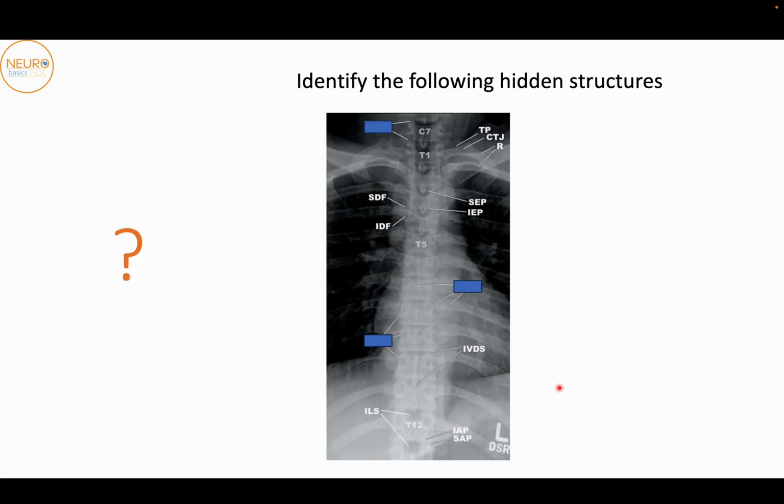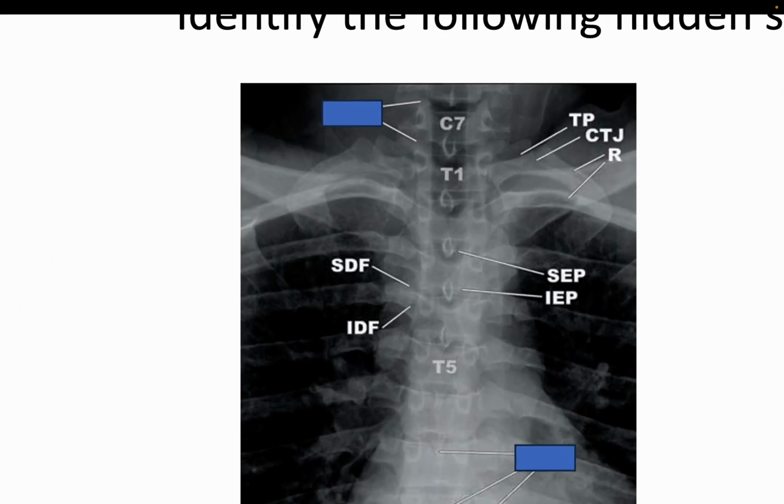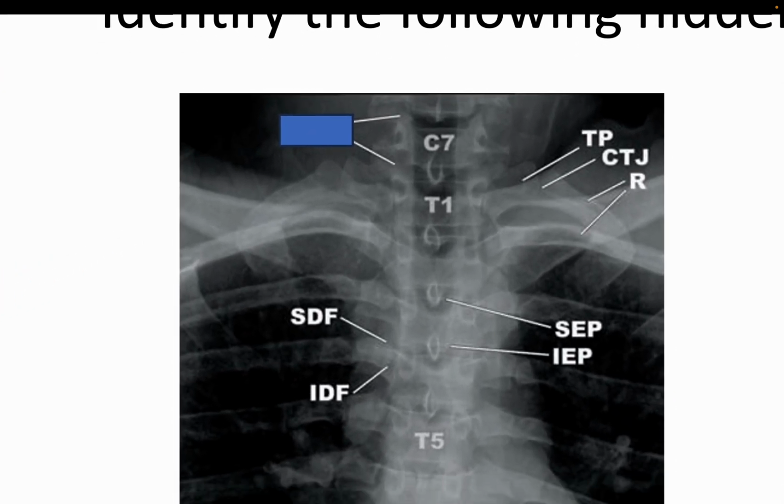Right. So a few questions. Can you identify the following structures which have been hidden in this X-ray of the thoracic spine? So we'll discuss these one by one. So what would this be? We'll put down the answers in the chat box.